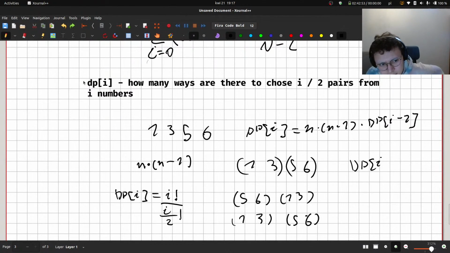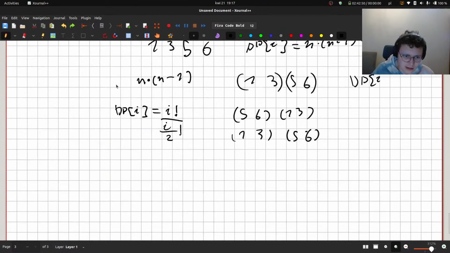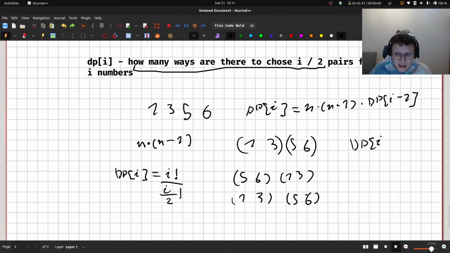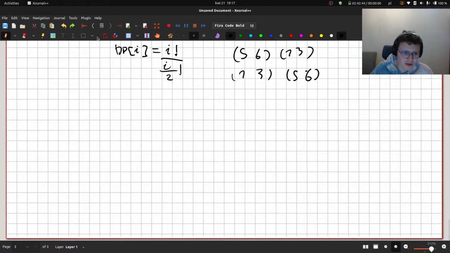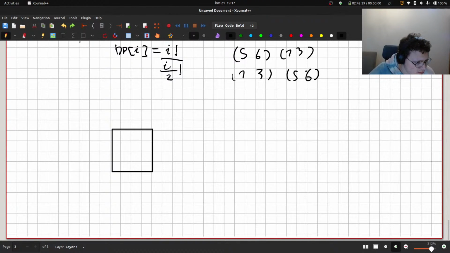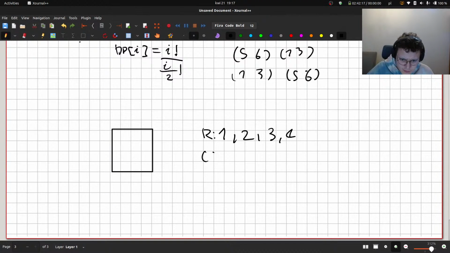Well, maybe I will say how to calculate the number of ways to choose i divided by 2 pairs. Yeah, someone wants an example, so I will show. Let's say that we have a 4 by 4 grid, but none of the cells are colored. It's possible. And we want to show the number of ways to do this. So, basically, at the beginning we have those 4 rows available and those 4 columns available.